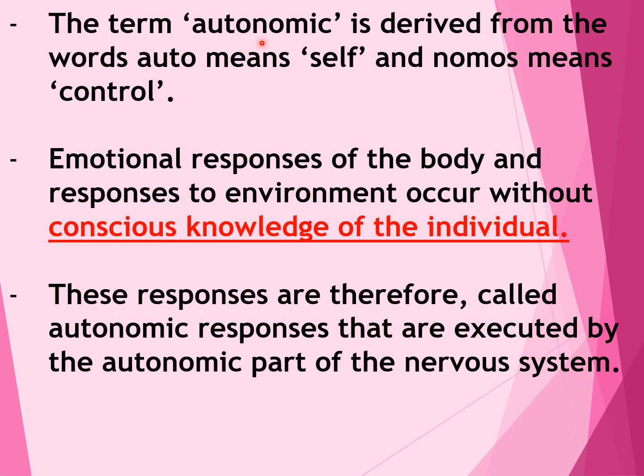The term autonomic is derived from the word auto, meaning self, and nomos means control. So emotional responses of the body and responses to environment that occur without the conscious knowledge of the individual are called autonomic responses, and they are executed by the autonomic part of the nervous system.